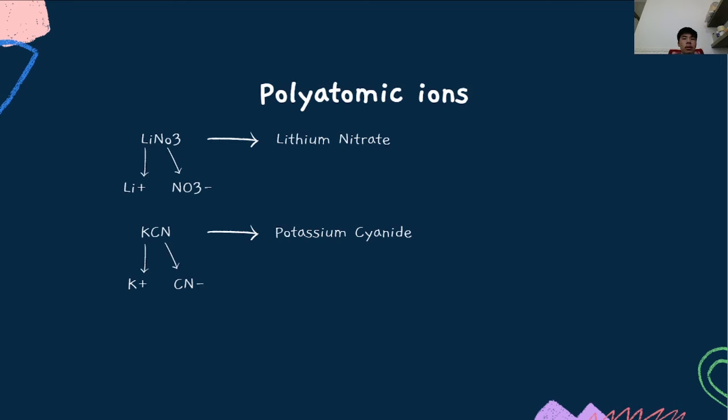Here's an example. Li stands for lithium, and that's the Li+ ion. The next part is a polyatomic ion, NO3-, also called nitrate. So LiNO3 is known as lithium plus nitrate, so lithium nitrate.